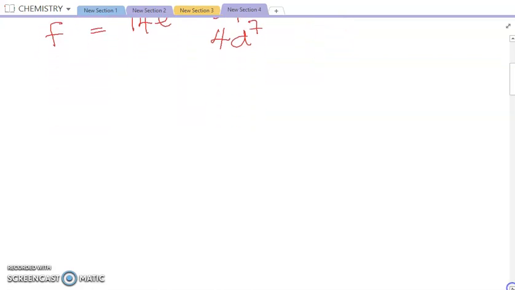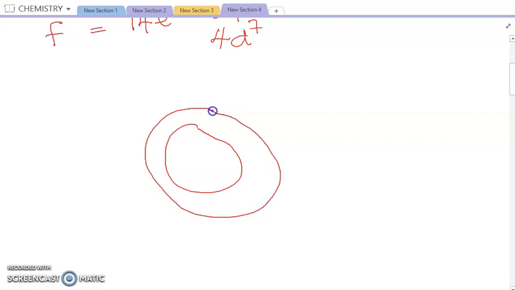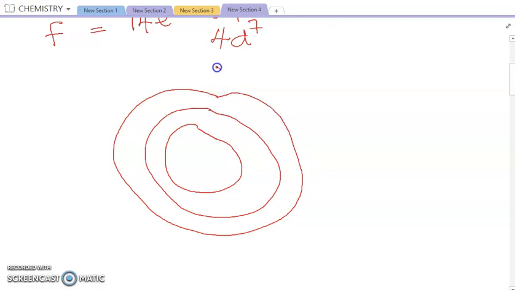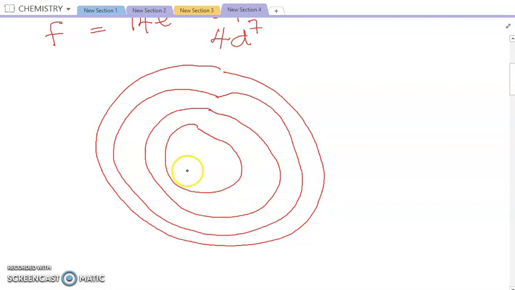Now, another thing you need to know is this. Let's say we have our shells like this. This is shell 1. This is shell 2. This is shell 3. And this is shell 4. Some textbooks will call it K shell, L shell, M shell, and N shell. Some will say 1, some will say 2, 3, and then 4.